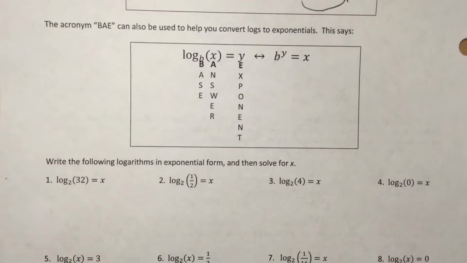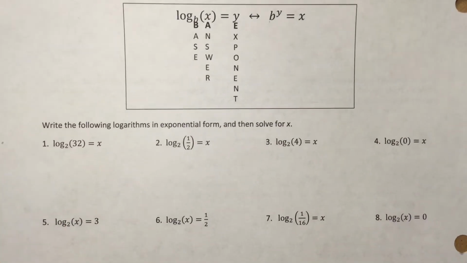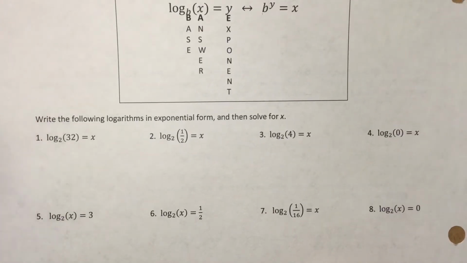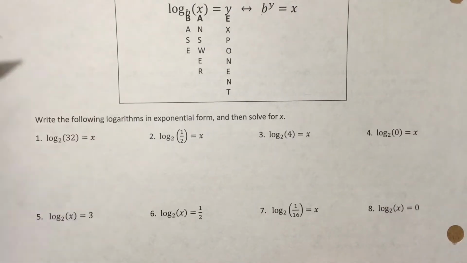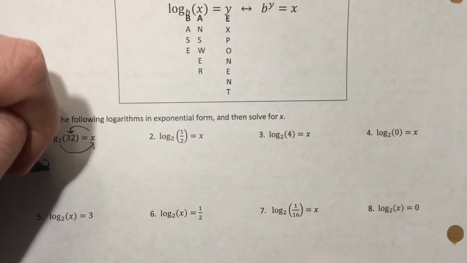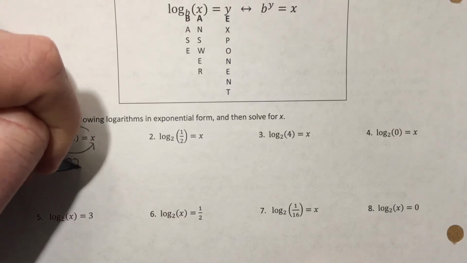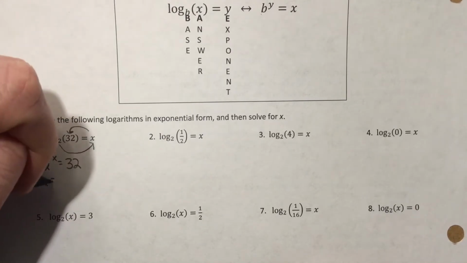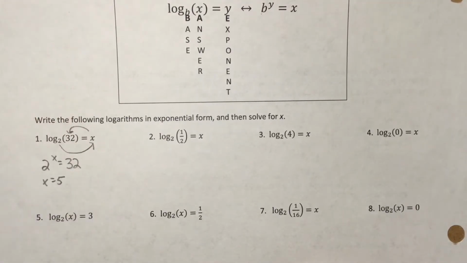All right, so here's a little bit of practice. I'll do a couple with you here. It says write the log forms in exponential forms and then solve. So we're saying 2 to the x equals 32. That's the exponential form. So make sure you write it like that first, because that's part of the directions. And then x equals 5, because 2 times 2 is 4, times 2 is 8, times 2 is 16, times 2 is 32.